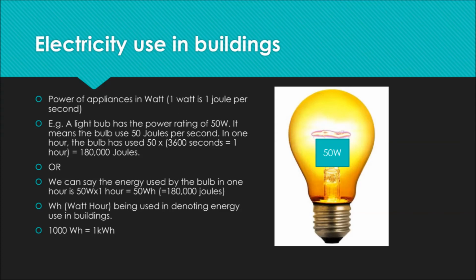Or we can say the energy used by the bulb in 1 hour is 50 watt times 1 hour, 50 watt hour. That is another way of saying it. Instead of using joules, you use watt hour. So watt hour is the normal way of denoting energy being used in a building. And normally the energy being used is in the order of thousands, so we use 1,000 watt hour and turn it into 1 kilowatt hour. So that is the normal way of indicating how much energy is being used in a building.